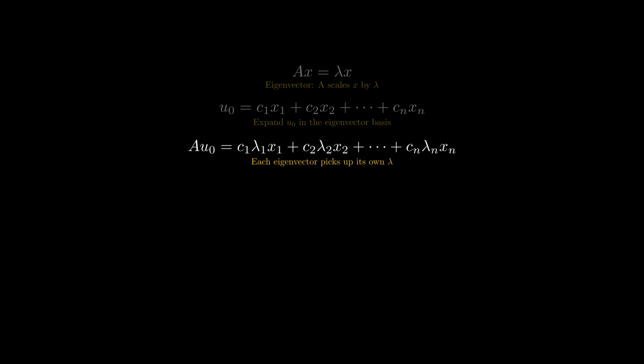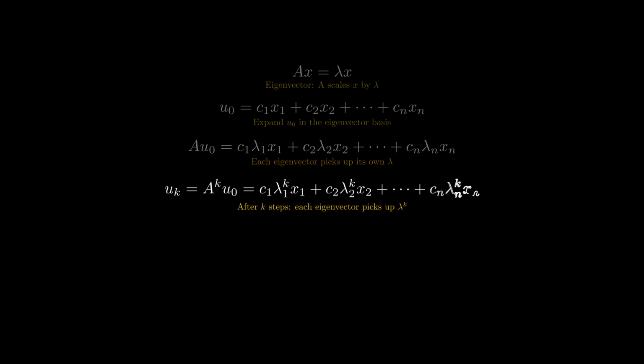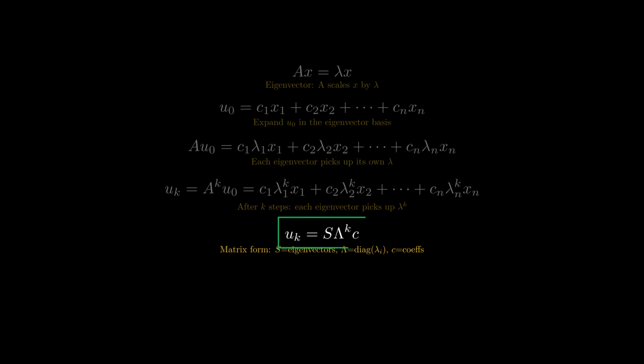Apply A again, and each term picks up another factor of its lambda. After k steps in total, each eigenvector has picked up lambda to the k. So the solution is u_k = c1 lambda1^k x1 + c2 lambda2^k x2, and so on. In compact matrix form, u_k = S Lambda^k c, where S holds the eigenvectors in its columns, capital Lambda is the diagonal matrix of eigenvalues, and c is the vector of coefficients.